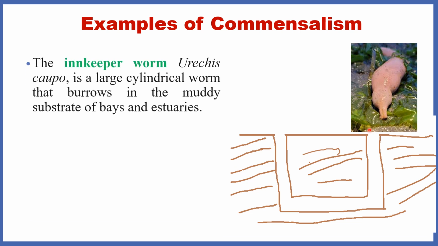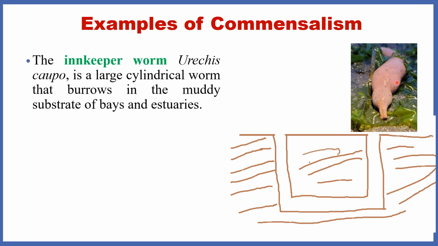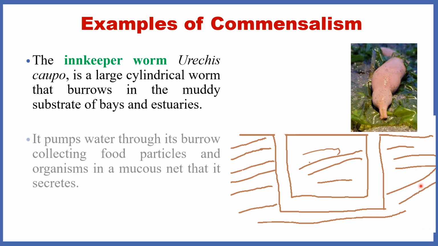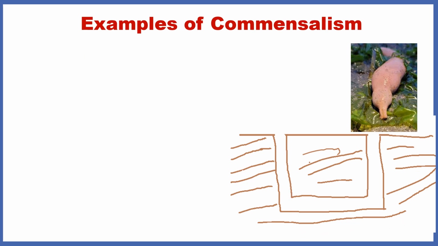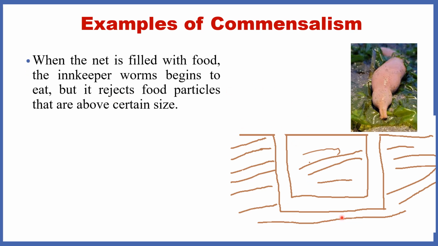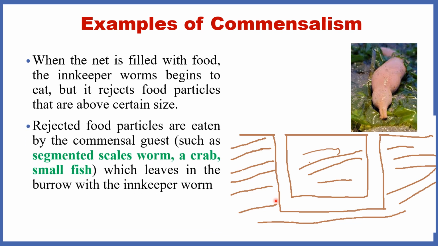So this is another example of commensalism. This is an innkeeper worm. It is a large cylindrical worm that burrows in the muddy substrate of bays and estuaries. It pumps water through its burrow, collecting food particles and organisms in a mucus net. When the net is filled with food, the innkeeper worm begins to eat, but it rejects food particles that are above a certain size. Rejected food particles are eaten by the commensal guests, which live in the burrow with the innkeeper worm, such as the segmented scale worm, a crab, and a small fish.